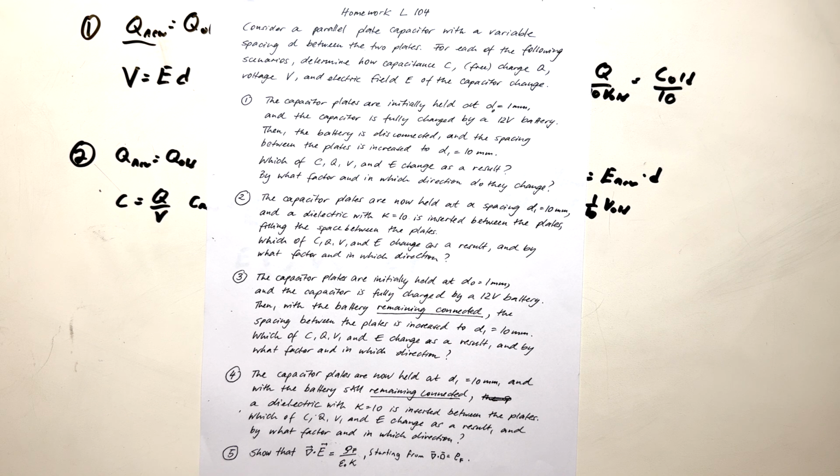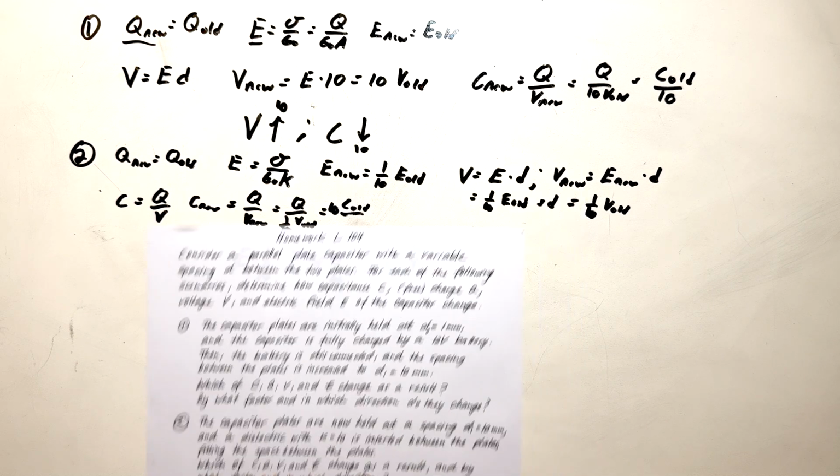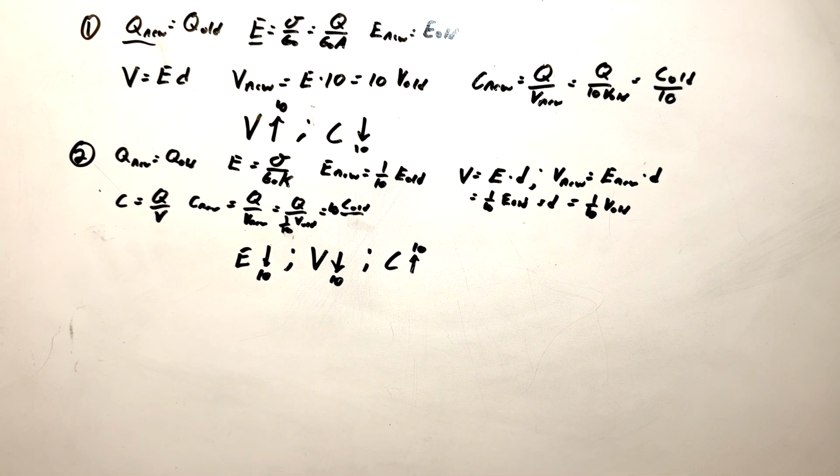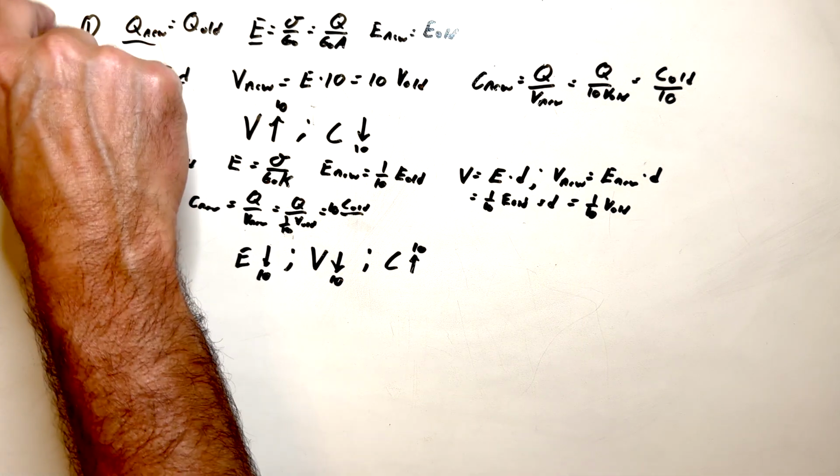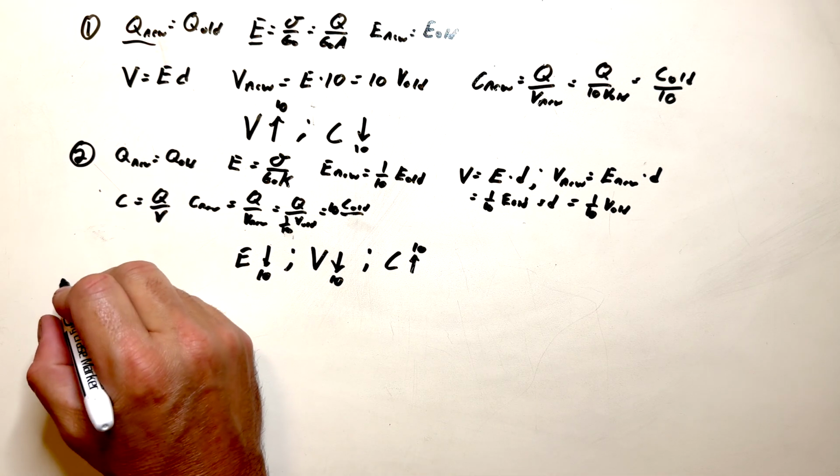All right, number 3. The capacitor plates are initially held at 1 millimeter, and the capacitor is fully charged by a 12-volt battery. So we're going back to the beginning, like problem 1 again. Then with the battery remaining connected, so this time we don't disconnect the battery, the spacing between the plates is increased to 10 millimeters. Which of C, Q, V, or E changes, and by which factor and in which direction? So we're redoing the problem again, but this time we're leaving the battery connected.